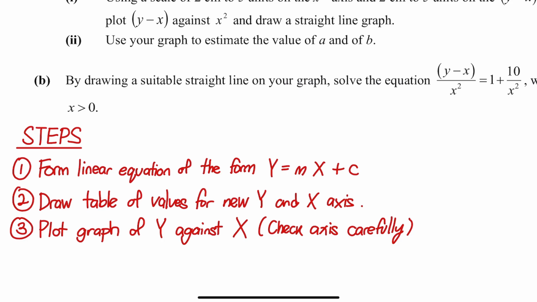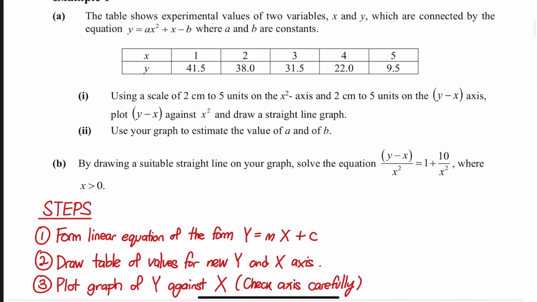Once you have done that, you need to identify that this is your big new Y vertical axis. This X is your new horizontal axis. Then you need to draw a table of values for the new Y and X axis. Then once you have done that, you will plot the graph of Y against X. Take note, the question always tells you Y against X. It is always your vertical axis against your horizontal axis.